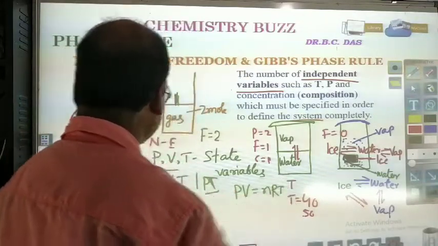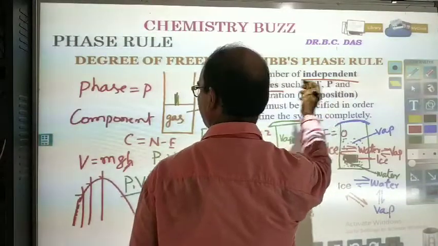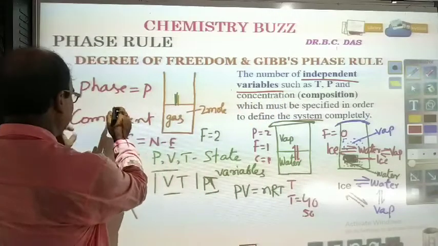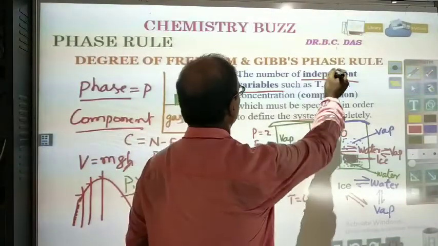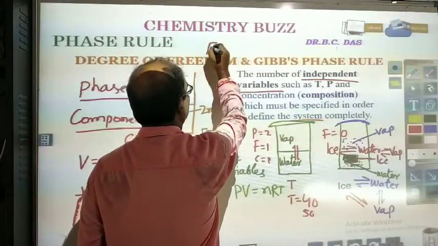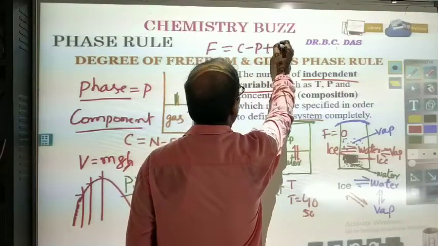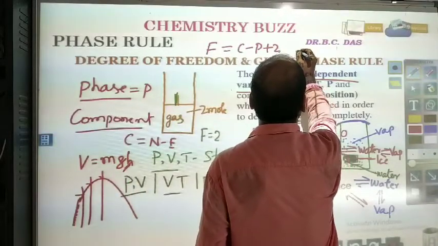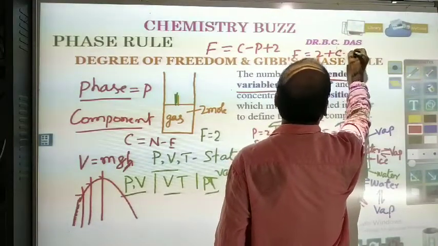So now let us use the Gibbs phase rule. So what is the Gibbs phase rule? The Gibbs phase rule is the relationship between the phases, components and degree of freedom. F is equal to C minus P plus 2, or we can also write this as F is equal to 2 plus C minus P.